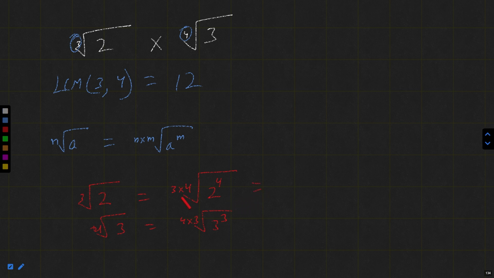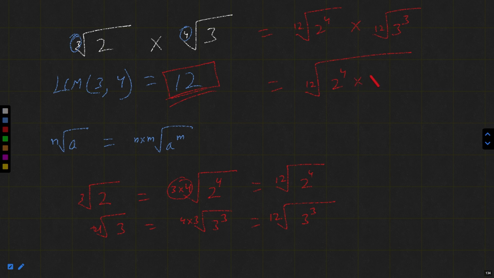Now what does this do? So now our order is the same, which is 12. So somehow we make our order equal to the LCM we have taken. Now this is quite simple. Now just multiply them. Both are equal, the orders are the same, so I can easily multiply them with each other.